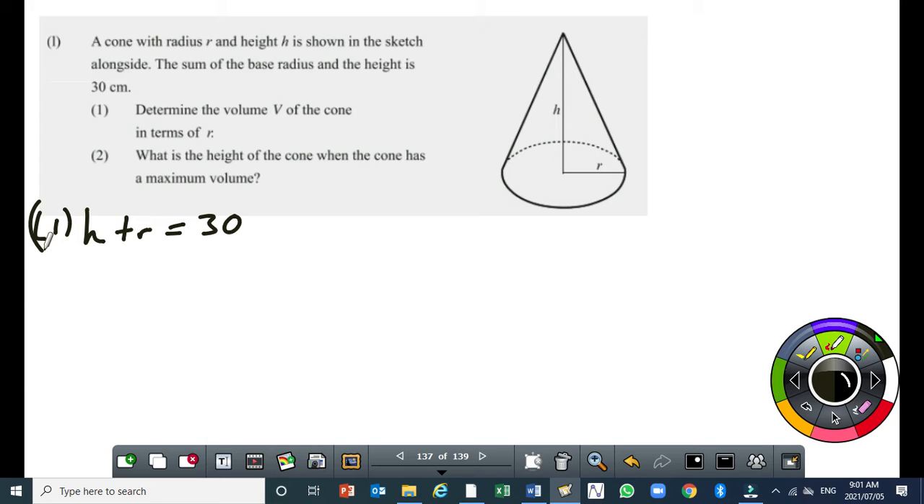Then the question says, determine the volume V of the cone in terms of r. First thing you need to know is that the volume of the cone is 1 over 3 pi r squared h. Sometimes when you're answering application questions, the formula may be given. There are sometimes when this formula may not be given. So to go on the safe side, you have to know your formula.